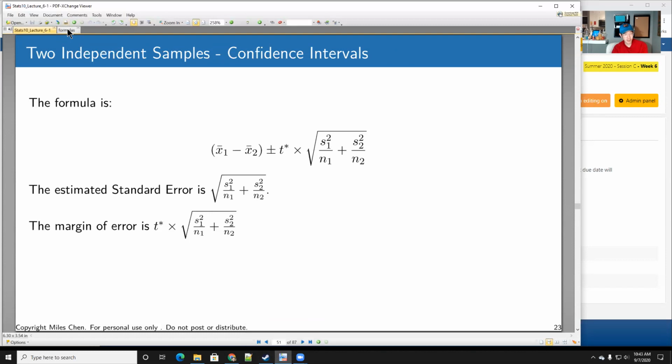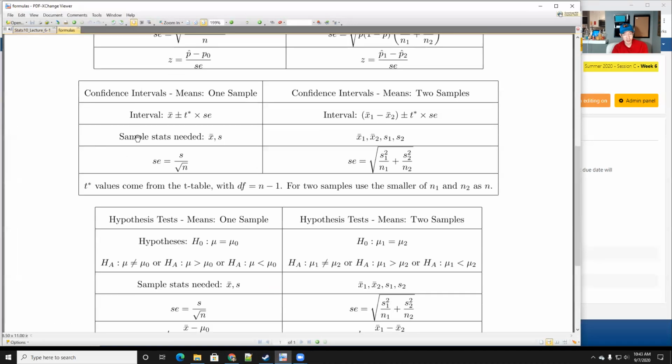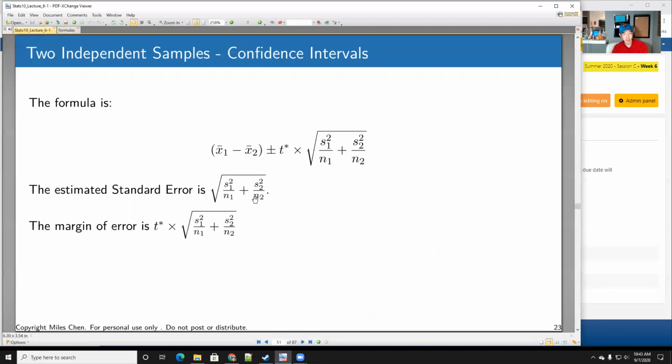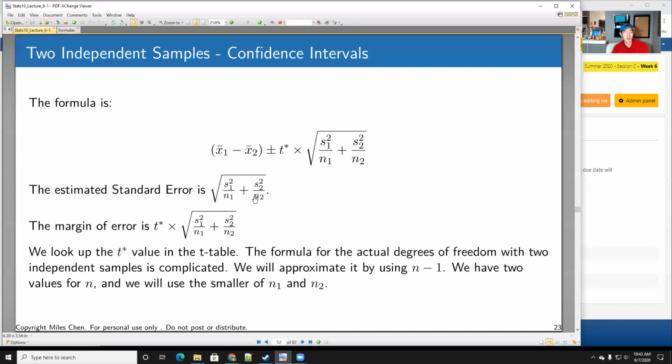Okay, and again, I've put all of this in our formula sheet. So the interval is X bar 1 minus X bar 2 plus or minus T star times the standard error, and the standard error is given by this formula. So it's just a matter of plugging in numbers. The formula has changed, but the logic regarding the confidence interval has not. That remains the same.